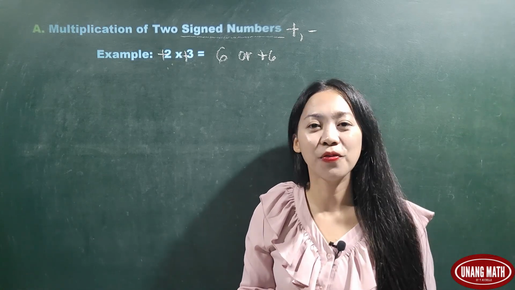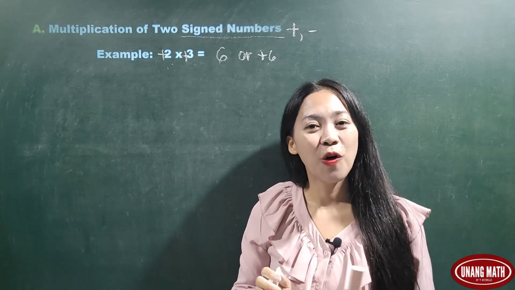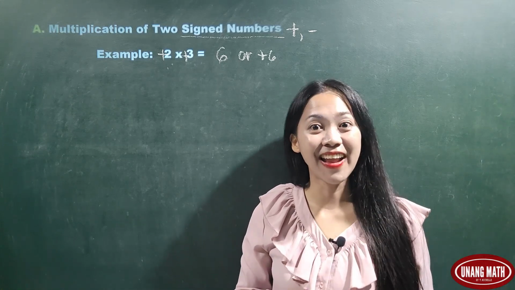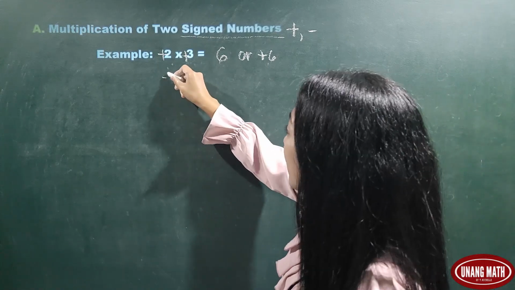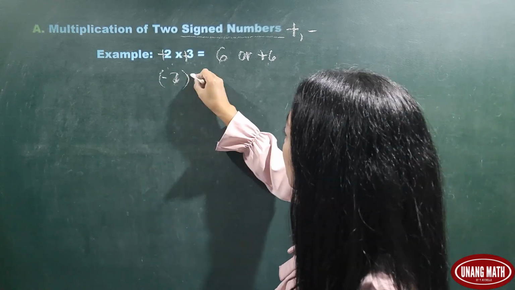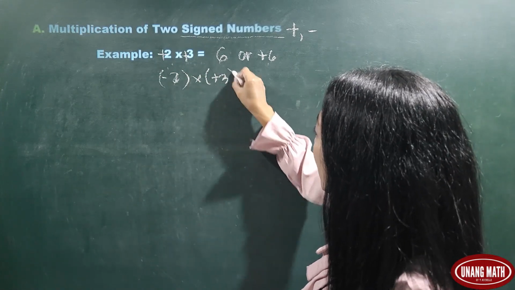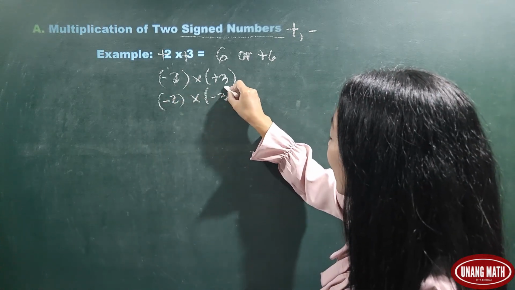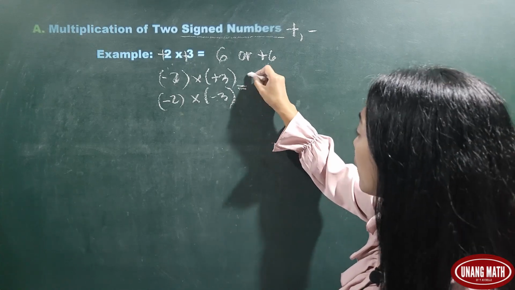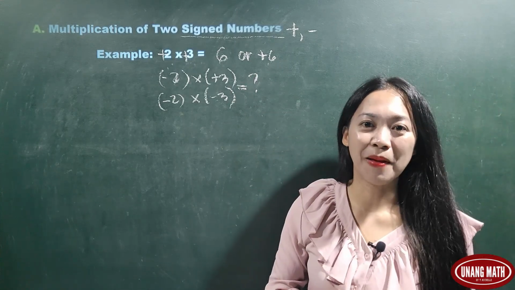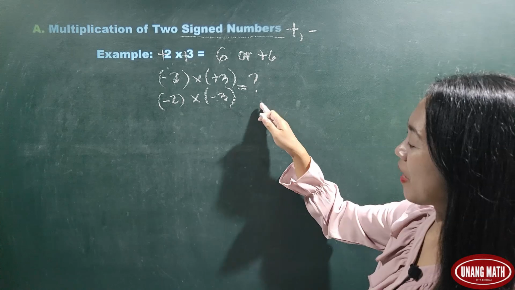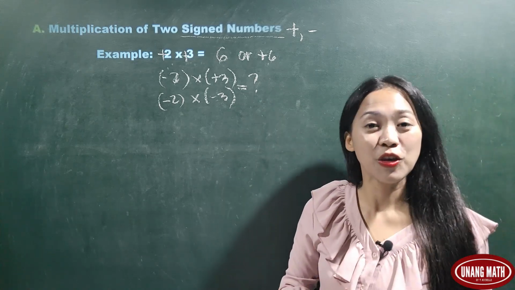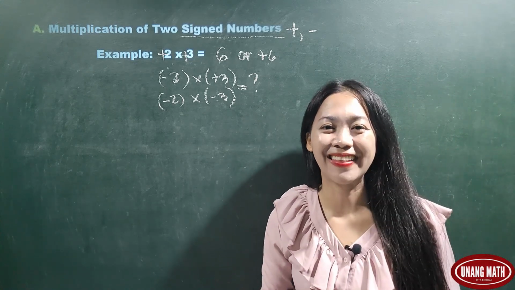How about if one number is negative or both numbers are negative? Example, negative 2 times positive 3 or negative 2 times negative 3. How are we going to answer these problems? I will explain how to answer these problems using the number line.